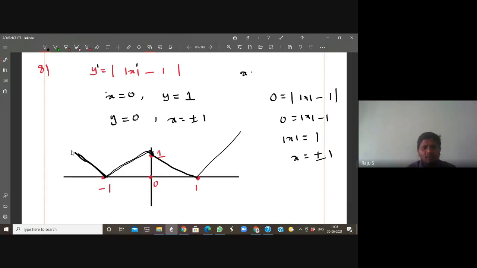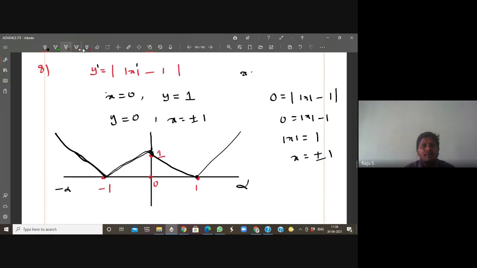Is it negative? Why have I drawn it above the x-axis? Whatever x values you give, from minus infinity to plus infinity, y is always positive because the whole modulus will be there. This is the graph of the given function.